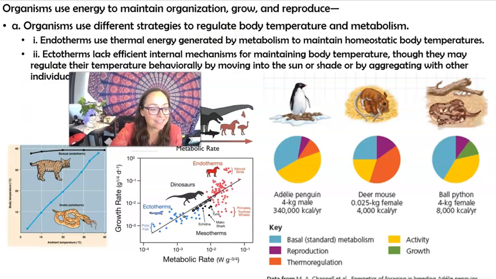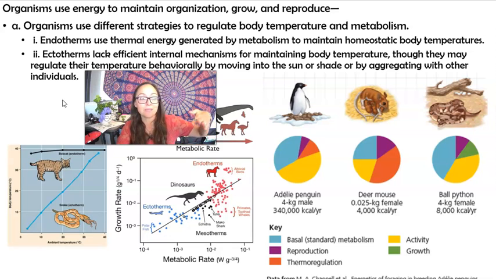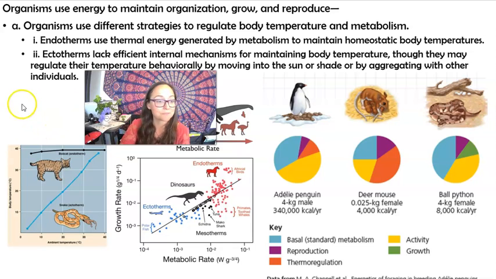Now, you can look at this graph over here on the left with the bobcat and the snake. You can see how the bobcat's body temperature stays pretty constant no matter what the ambient or outside temperature is, compared to the reptile, whose body temperature is dependent on the outside temperature.